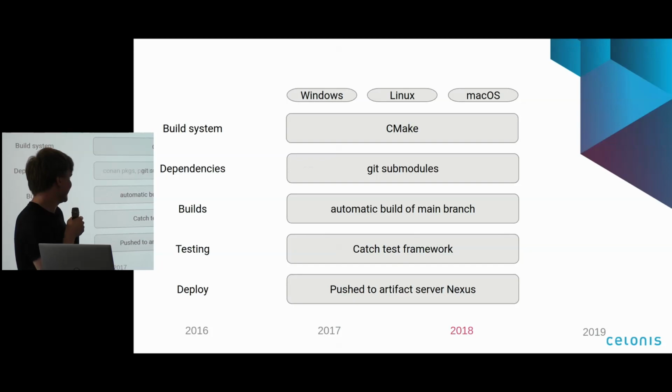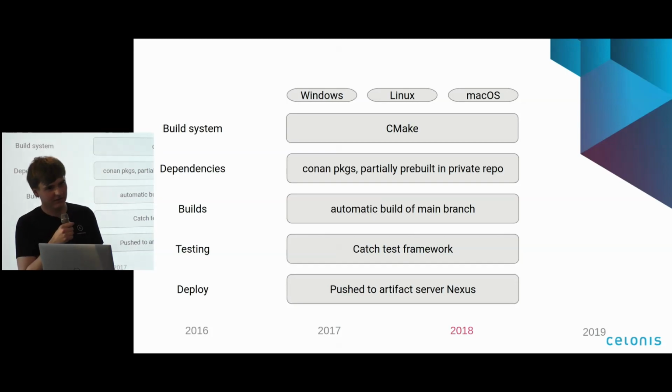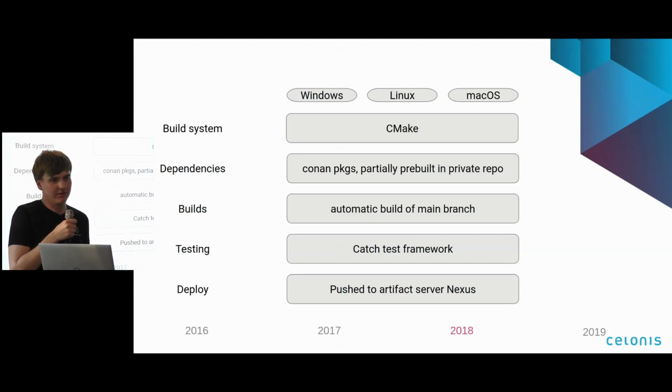Next iteration. So we switched to Conan packages. I think there was also a Conan talk in the past, but it's a Python-based C++ dependency management. And we partially pre-built all the dependencies and pushed them to a repo. So for the build servers and for the developers, they could just pull in the dependencies and go right ahead. So we had the feeling of checked in dependencies again, but a bit more organized.